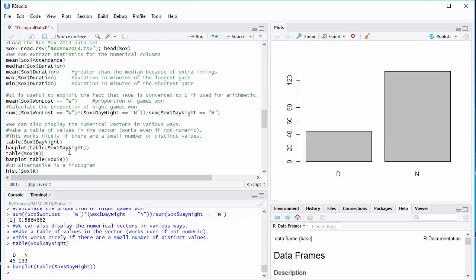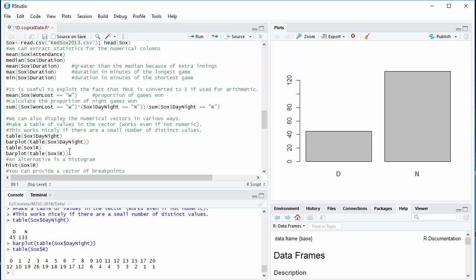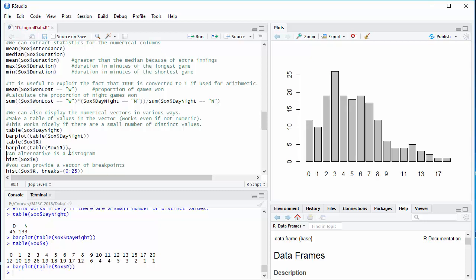Let's try the same thing with the number of runs the Sox scored. And you will notice if you look at this, there were no games in which the Sox scored 14, 16, 18, or 19 runs. When I do a bar plot, those values for which 0 counts occurred are not displayed at all. This is a feature of the bar plot that is sometimes unappealing, and if you don't like having the 0 values left out, you can do an alternative.